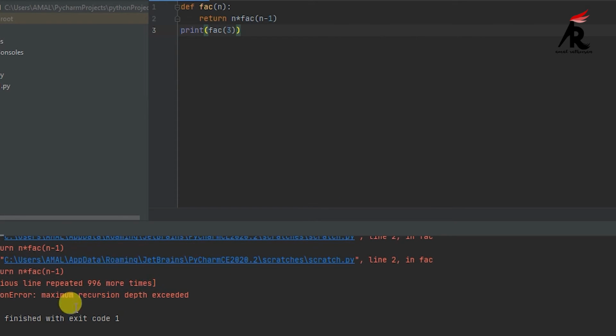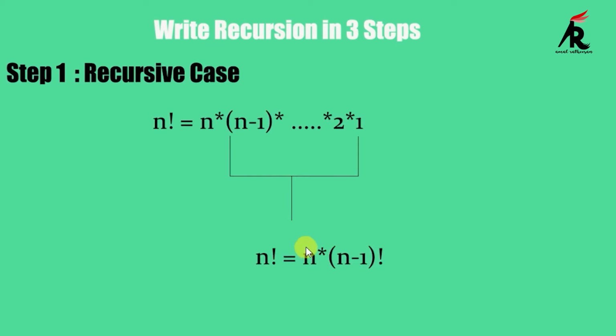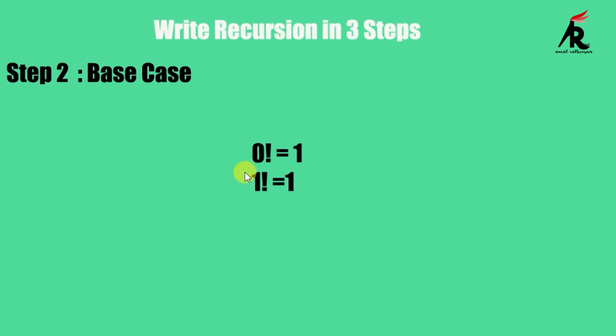Now we got an error, maximum recursion. So what's going on is the second step, the base case. In the earlier class I have already told you that a base condition must be provided, otherwise an infinite loop will occur. In the case of Python, there is a limit, which we can change actually, but there is a limit.